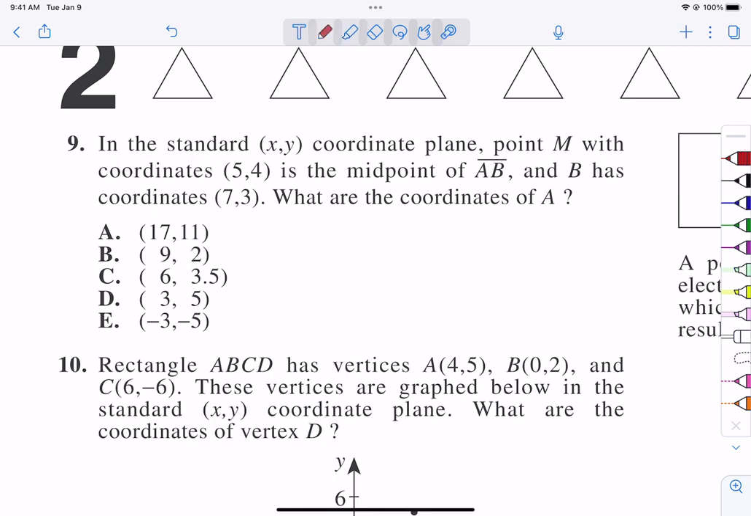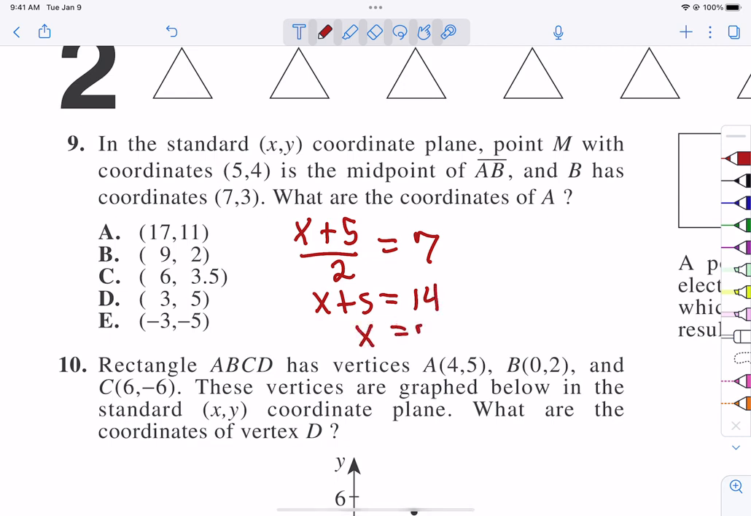So let's think about the midpoint formula for a second. You might know it is just the average of the x's and the average of the y's. If we just look at the x's only, some x plus 5 divided by 2 gave me 7. So that means x plus 5 equals 14, so x equals 9. What's the only one that has an x value of 9? B.